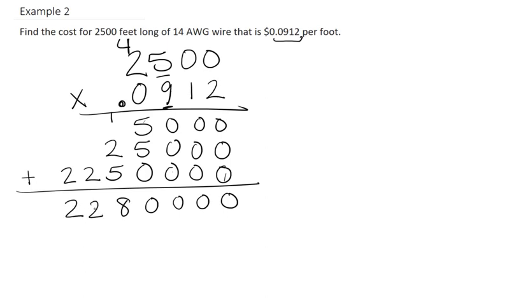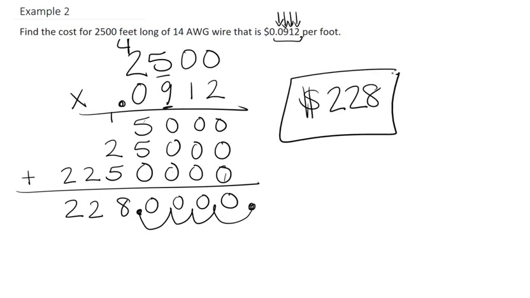Next, we need to count the number of place values for the decimal. So we actually do count this 0. We count this 9, we count this 1, and this 2. So we have 4. So we need to move it over 4. So we go 1, 2, 3, 4. So the price would be $228.